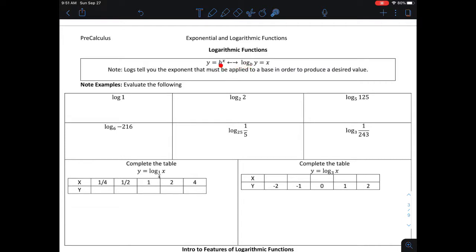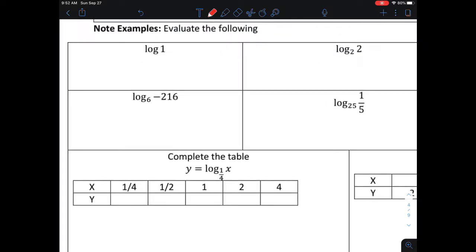So b, being the base of the x, is going to be the base of my log. And the desired output is what the log is going to be applied to. So y equals b to the x can be rewritten as log base b of y is equal to x. So I can rearrange that, and so we're going to evaluate the following logarithms.